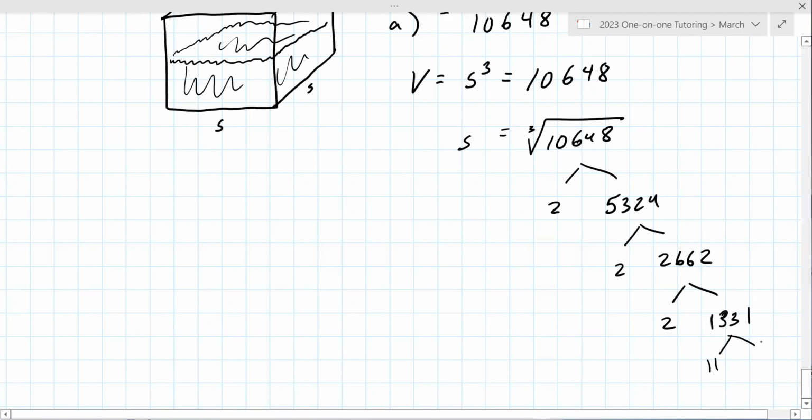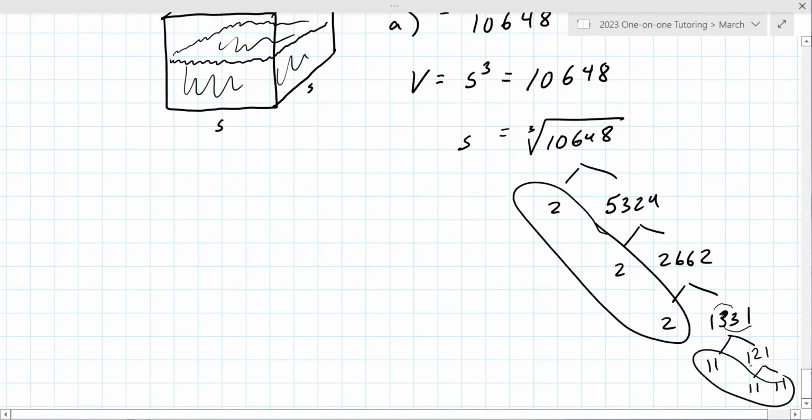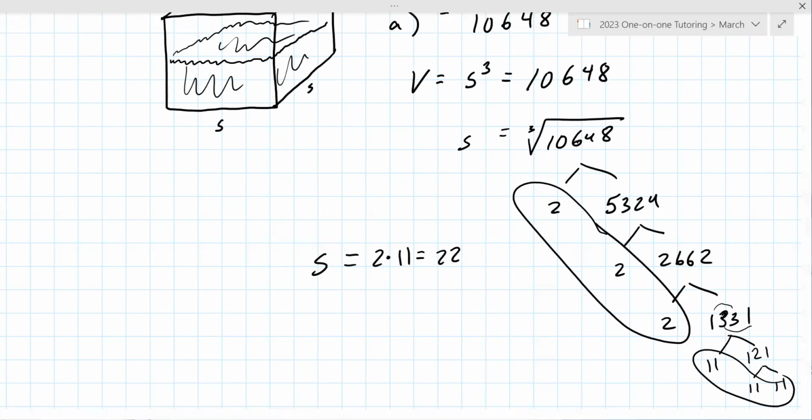So the way you do 11 is you do something with alternating digits, but I don't know if you're going to do this very often, so let's not focus too much on that. And wouldn't you know it, you get a triplet of 2s and a triplet of 11s. So the S is 2 times 11, or 22. And then we need units. Oh, okay. 22 inches.